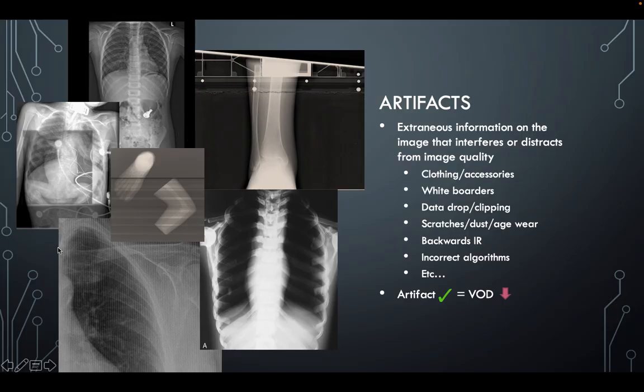White borders, we've already talked about how white borders affect exposure field recognition and how it can cause your histogram analysis and comparison to your lookup table to malfunction, and then you get a super foggy image. Data drop or data clipping. This one we'll see a lot of times, especially with overexposures.